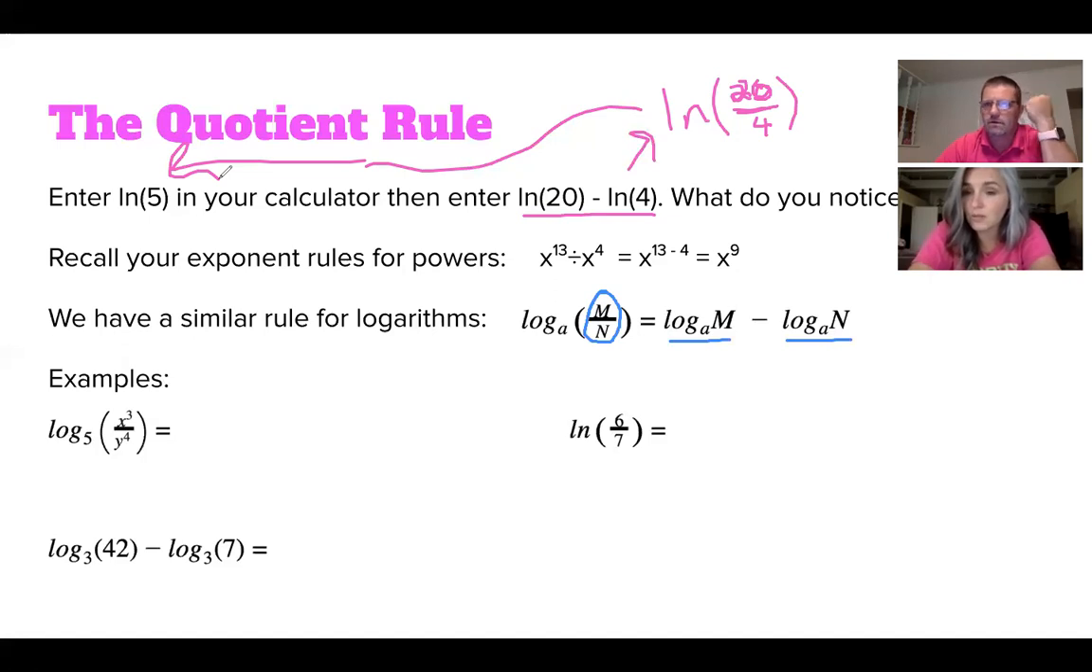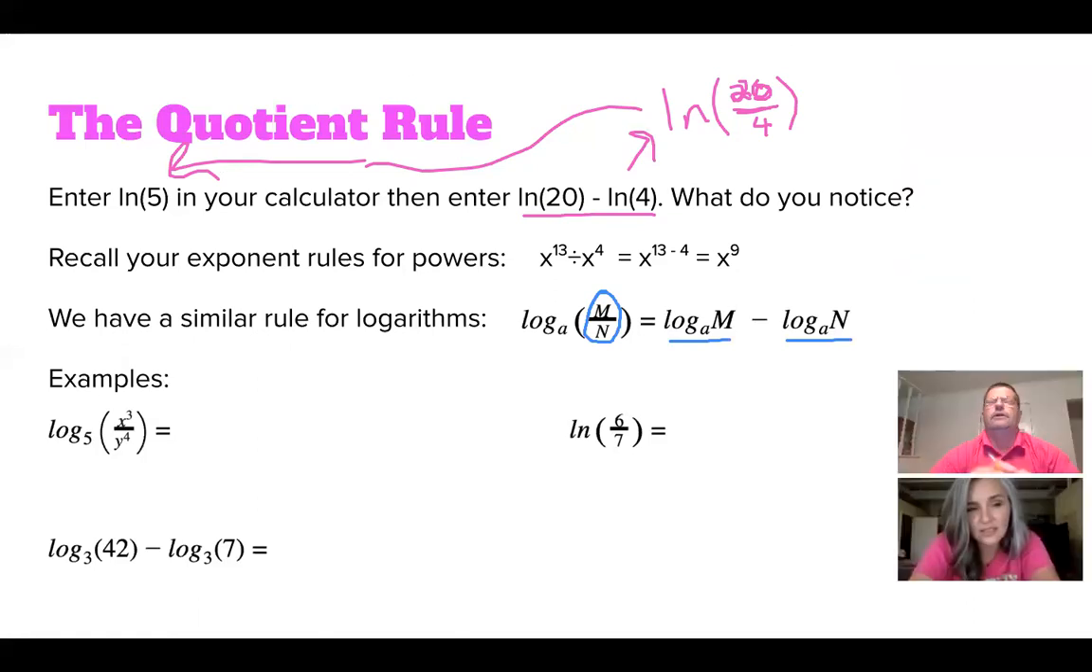I'll give them a pause for a second, but now go ahead. What do you think? Is there another one that I could have used as an example instead of natural log of 20 minus natural log of 4? Oh, natural log of 15 minus natural log of 3.